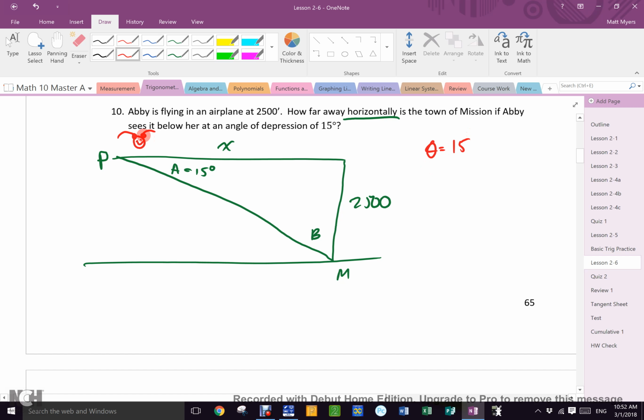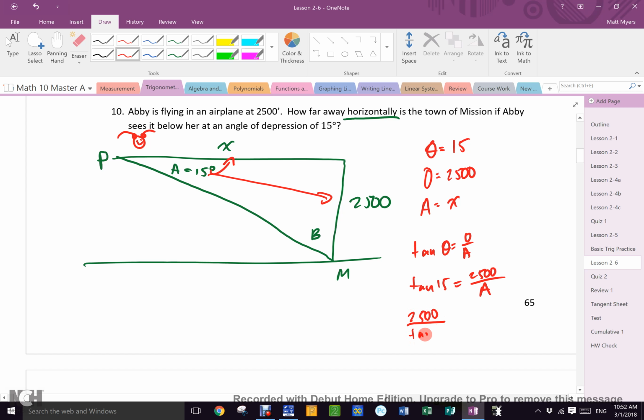So, we are set up with Abby. What is that side compared to Abby? Opposite. Your opposite is 2,500. What is that side compared to Abby? You're adjacent, which is, I don't know, what uses O and A? Tan theta is O over A. Tan 15 equals O, 2,500, over A. When the number was on the bottom, we multiplied. So what do we do when it's not? Divide. 2,500 divided by tan 15. And again, you must know how your machine works.